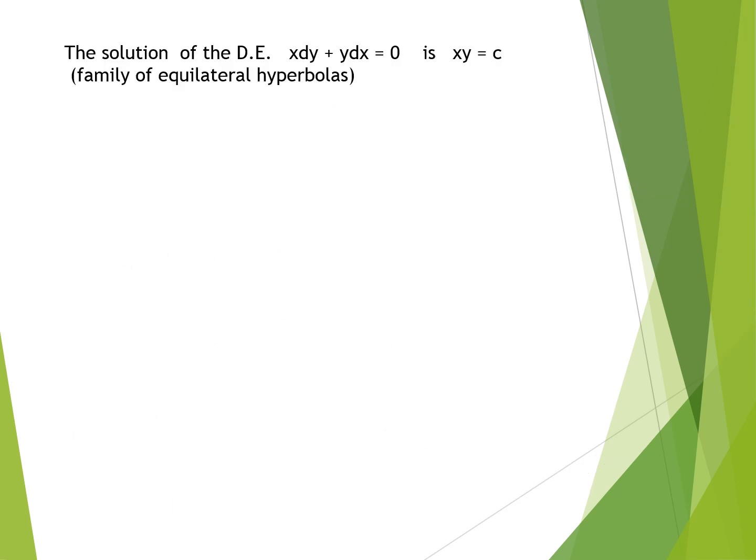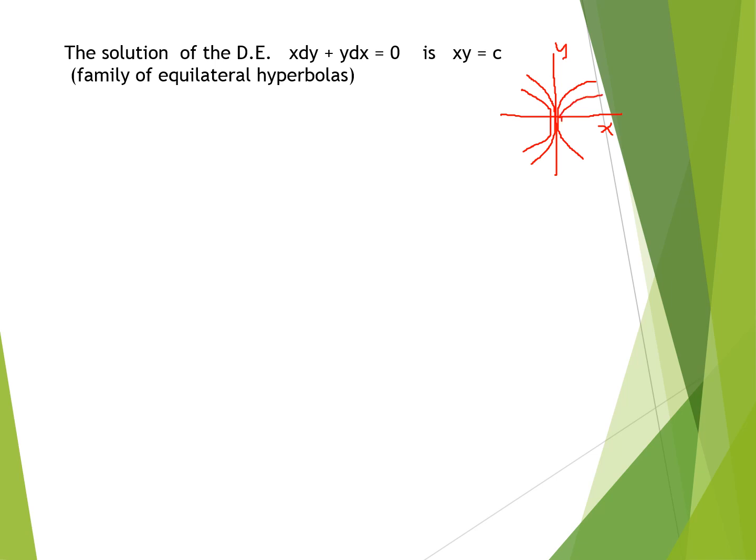Okay. Now the solution of the DE, x dy plus y dx is 0, is xy is c. This xy is c is actually a family of hyperbolas. Now let's visualize that. If this is your y and x, this will represent a family of hyperbolas like that. If c is negative, it will be like that, or like that, or like that.